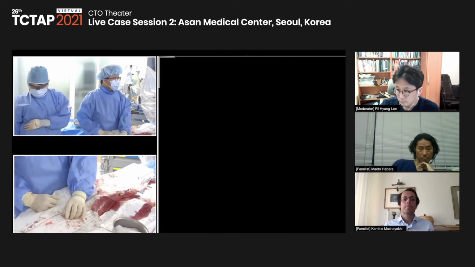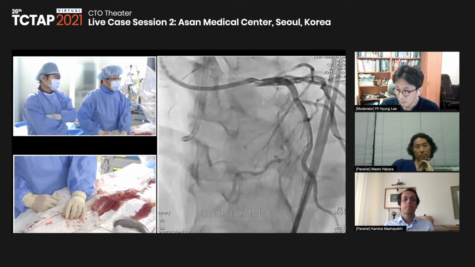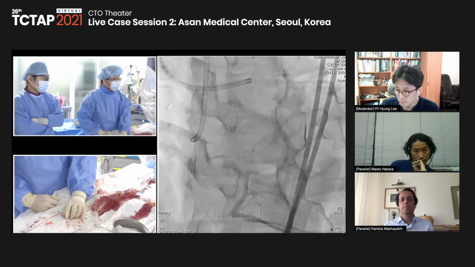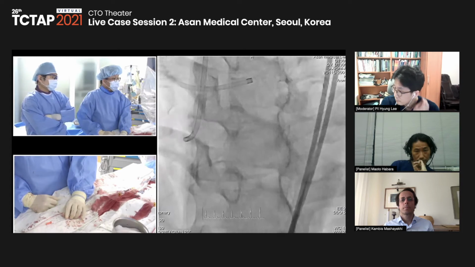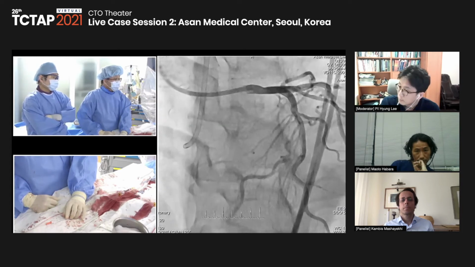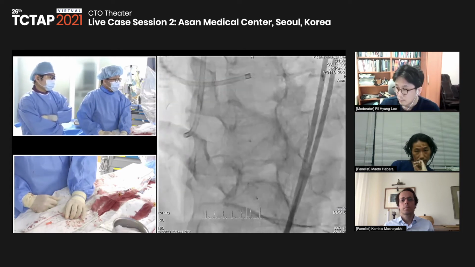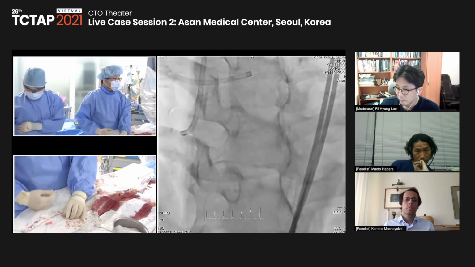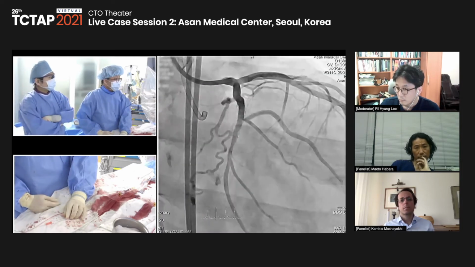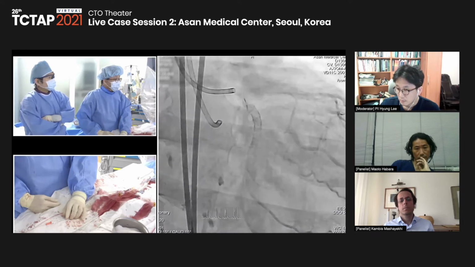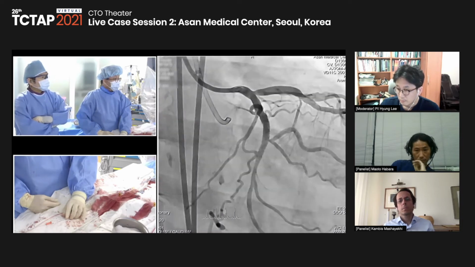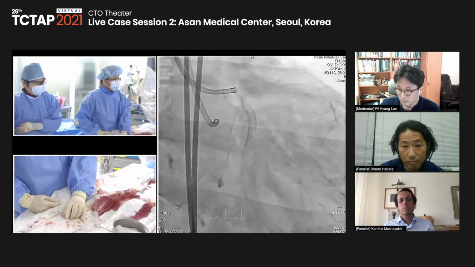Next. So the tortuosity of the epicardial collateral is not that bad. I think we can negotiate this collateral channel with contemporary wires and a microcatheter. And the starting point, as I mentioned, the collateral is covered with the stent strut. That is a bad point right now.